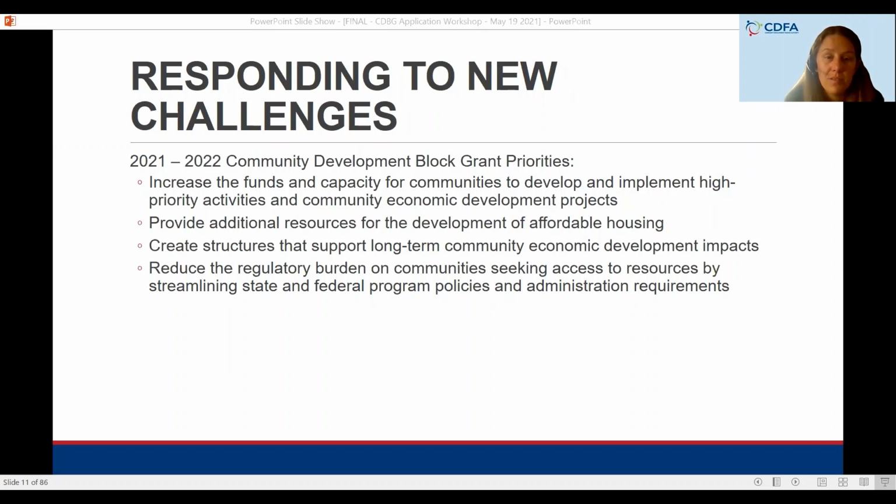And that was one, and then we also provided additional resources for the development of affordable housing. We are looking to actually build some of the needs that are identified in those planning studies into transformative investments in economic development, where we're actually prioritizing projects that build on one another, so that you could do a public facilities project and then maybe the next year be prioritized for funding for an economic development project.